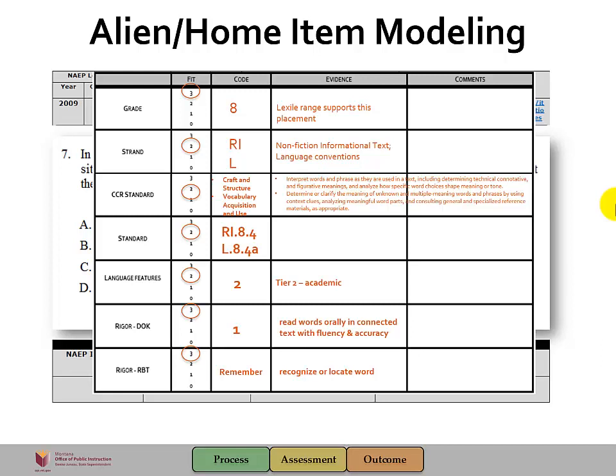conventions. The college and career ready standard being addressed for this item is craft and structure and vocabulary acquisition and use. Students need to interpret words and phrases as they are used in the text, including determining technical, connotative, and figurative meanings, and analyze specific word choices, shape, meaning, or tone. They need to determine or clarify the meaning of unknown and multi-meaning words and phrases by using context clues, analyzing meaningful word parts, and consulting general and specialized reference materials as appropriate.